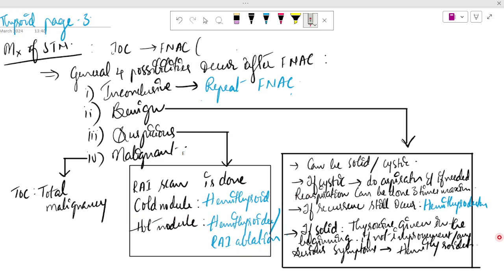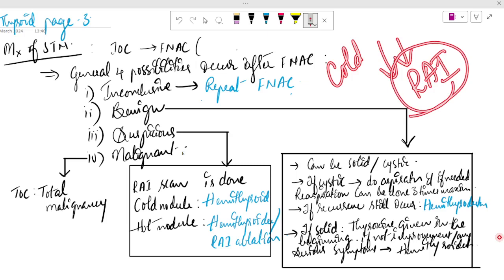Now some doctors will get a doubt. Sir, can radioactive iodine ablation not be done in a cold nodule? Yes, it cannot be done. Why? I always say one thing: use your common sense. Why is it called a cold nodule? Because there is decreased uptake of radioactive iodine.